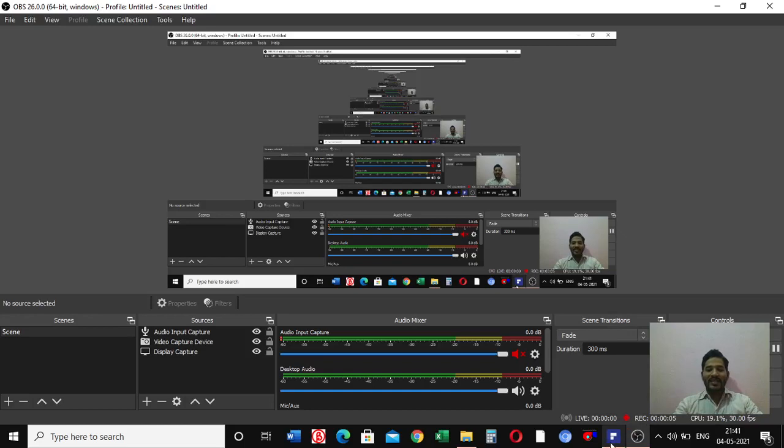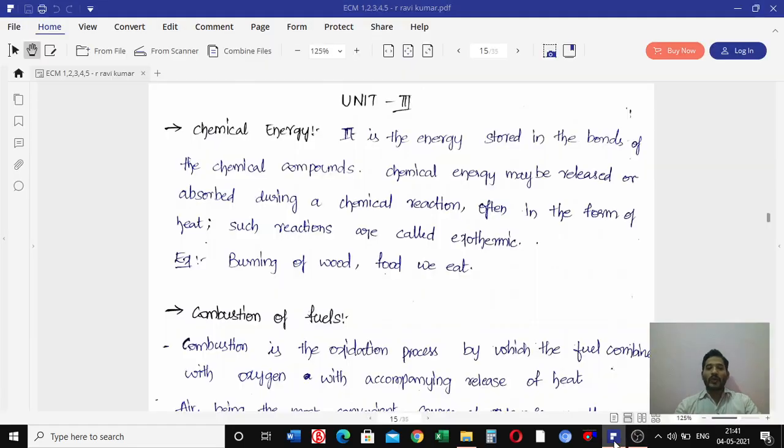So today in these sessions we are going to learn Unit 3. In Unit 3, the first topic is chemical energy. So what is the meaning of chemical energy? Chemical energy is one type of energy stored in the bonds of chemical compounds.